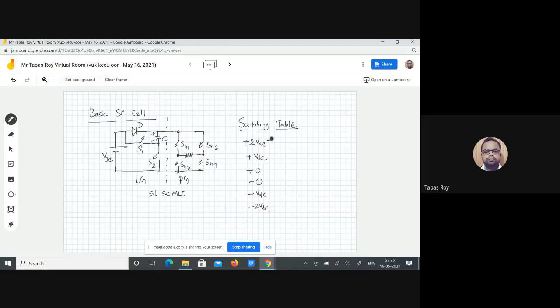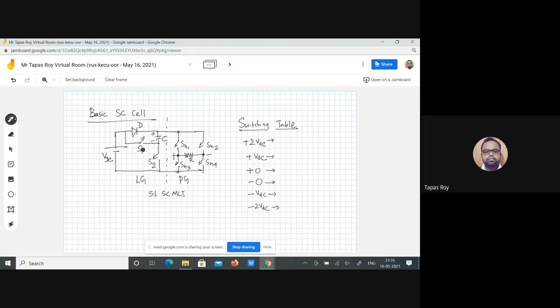So what are the different switches we need to turn on such that these voltage levels can be realized across the load terminals? Let's say I am considering 2 VDC. If I want to produce 2 VDC here, this is my positive terminal and this is the negative terminal. When S1 is turned on, this voltage source is connected in series with this capacitor, and this switch is turned on and this switch is turned on. So current can flow like this. So what is the voltage across this load R? It is nothing but this voltage plus the capacitor voltage, so it comes to 2 VDC.